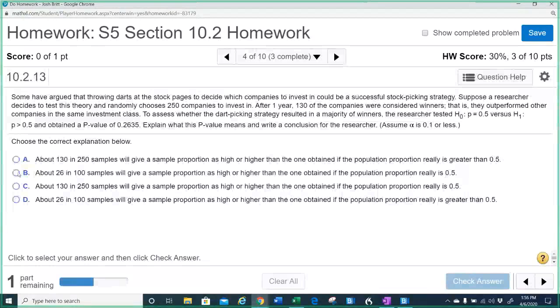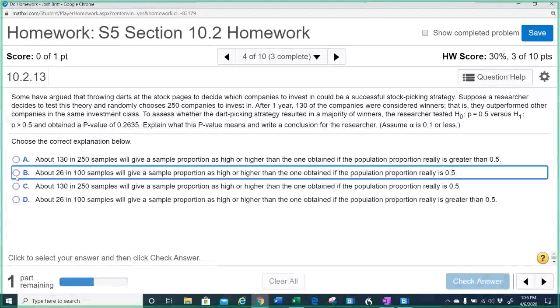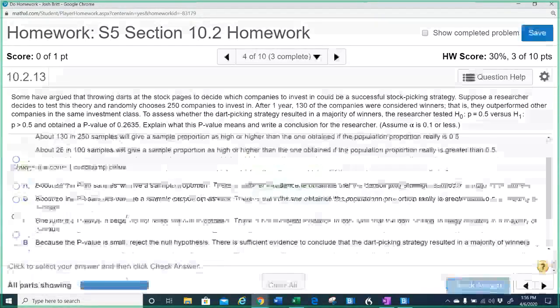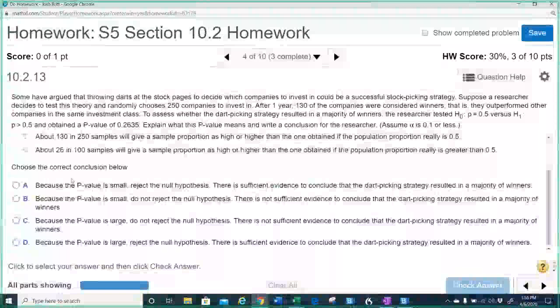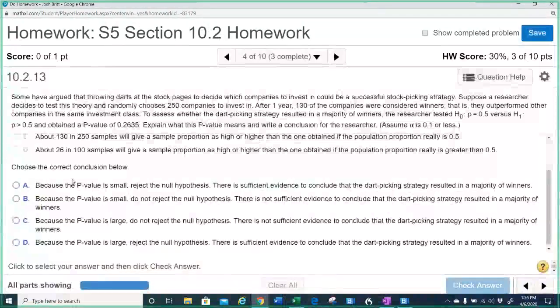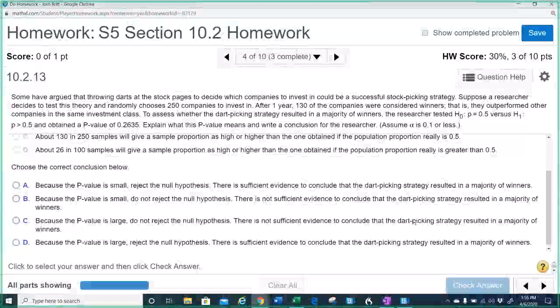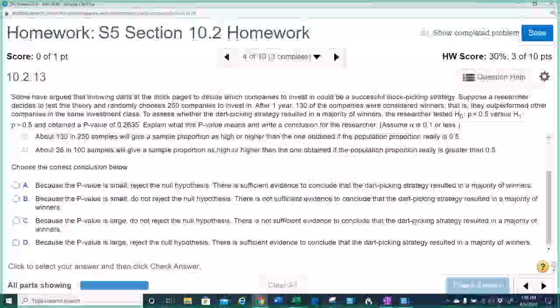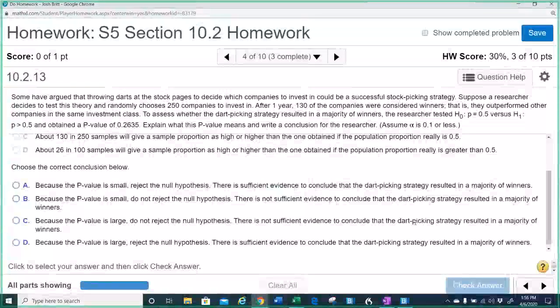So now we're down to B and C. And the p-value is 26 samples out of 100. So we would go with this. All right, since the p-value is large, again, we do not reject the null, and there is not sufficient evidence to conclude the dart picking strategy resulted in a majority of winners, because that is what the null hypothesis has said.